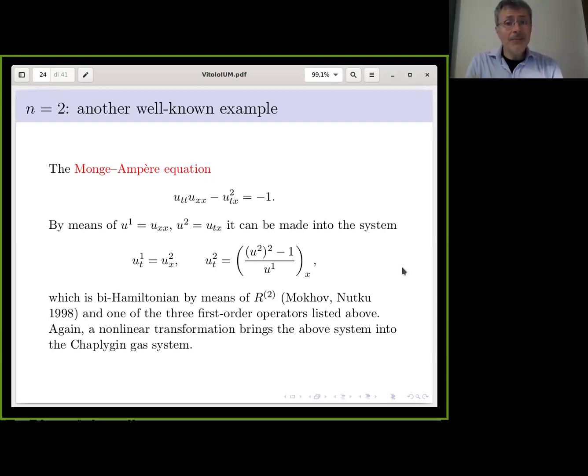But this system has a third-order operator exactly in the canonical form, and in particular, it is the operator R2 that we have already seen. And this was known in literature. So basically, all these known examples can be transformed one into another, but this destroys the canonical form of the operator R3.